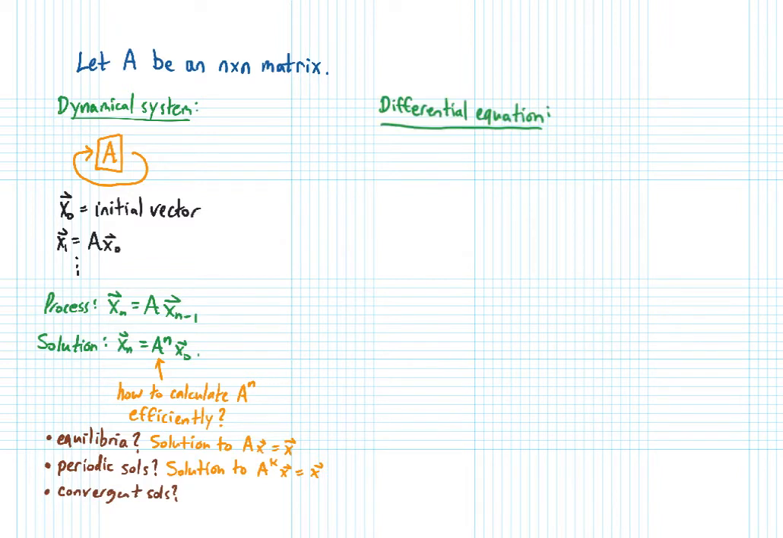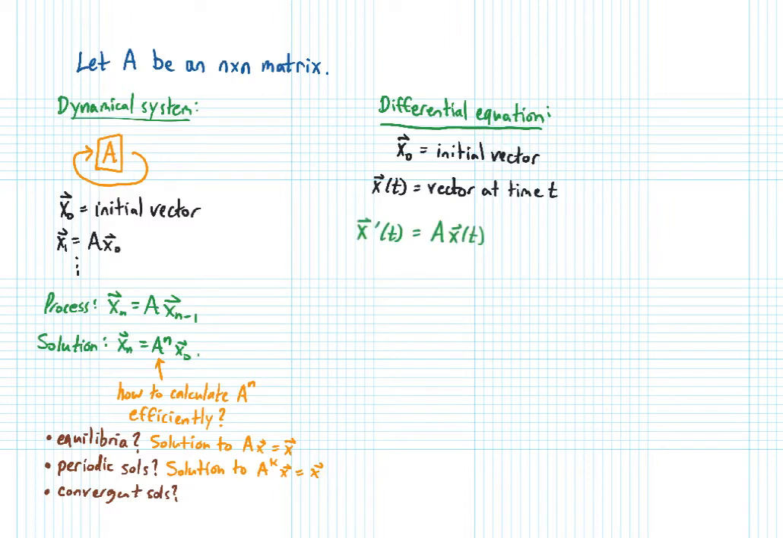So you could also use the matrix A to create a differential equation. Again, you would have some initial vector x naught, and then what you'd be looking for is a vector x, which is a function of t, such that x prime of t is equal to A times x of t. So the big question here is, how do you solve this?